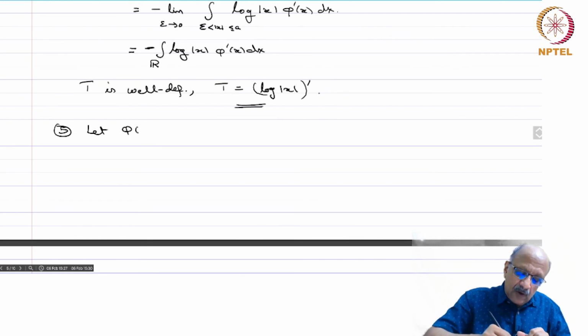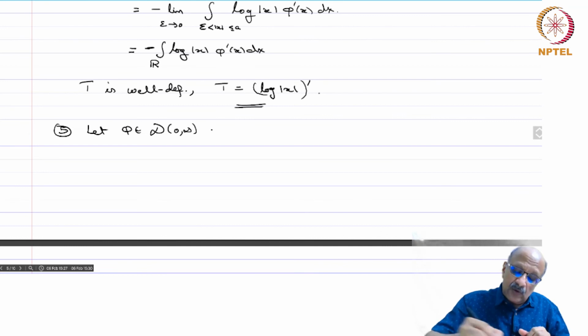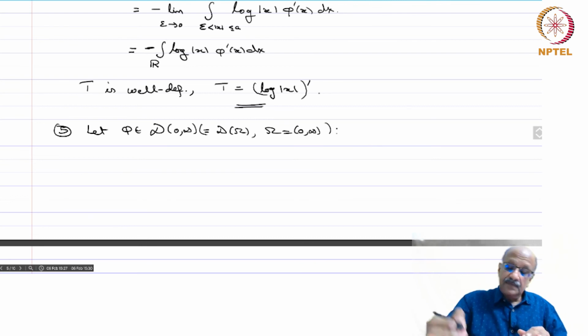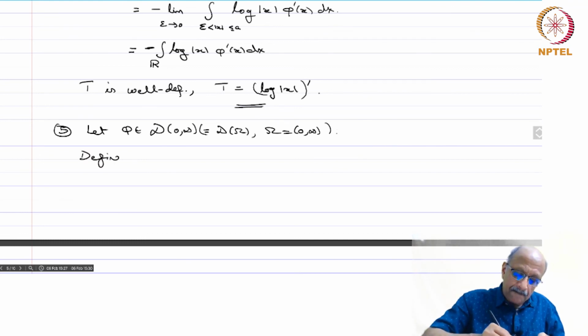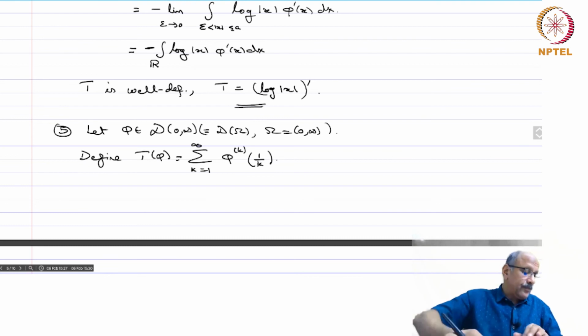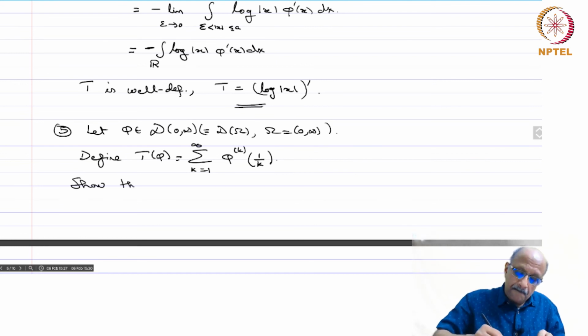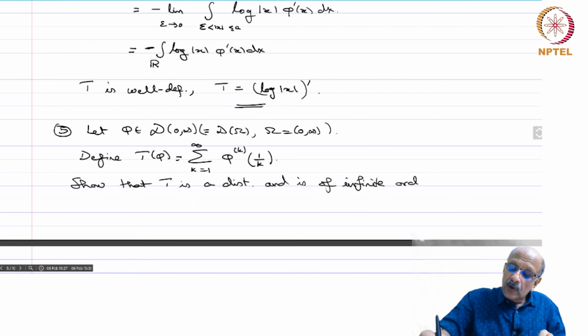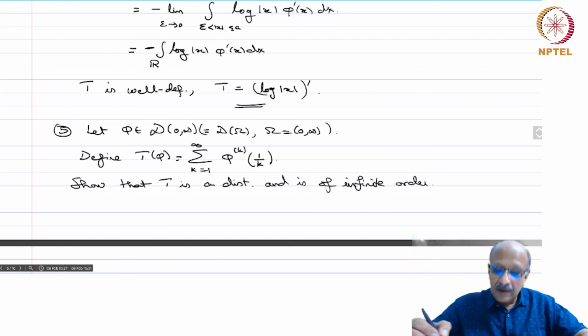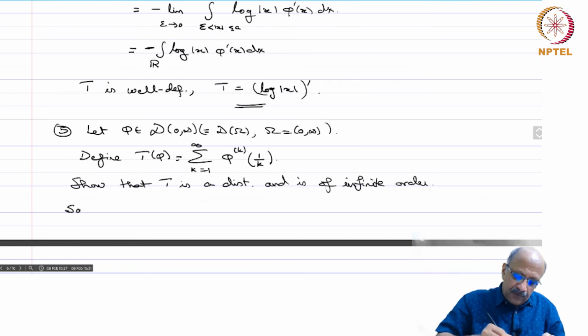So, let phi belong to D of (0, infinity). Here omega is (0, infinity), the interval in R, so I am writing D of (0, infinity). This is nothing but D of omega, where omega equals the interval (0, infinity). That is the notation. So, define T of phi equals the sum over k equals 1 to infinity of phi to the k, the kth derivative, acting on 1 over k. Show that T is a distribution and is of infinite order. Up to now, in all the examples we have seen, the distributions have been of finite order. So, here is a distribution of infinite order. This is an example of a distribution with infinite order.